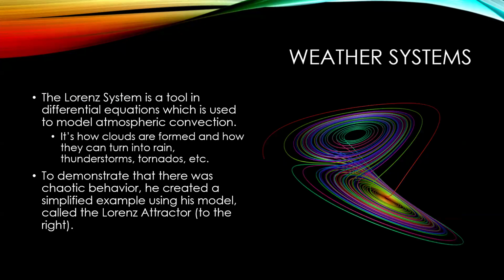We also have weather systems. The Lorentz system is a tool in differential equations which is used to model atmospheric convection. It's how clouds are formed and how they can turn into rain, thunderstorms, tornadoes, etc. To demonstrate that there was chaotic behavior, he created a simplified example using his model called the Lorentz attractor, which is what this shape is.